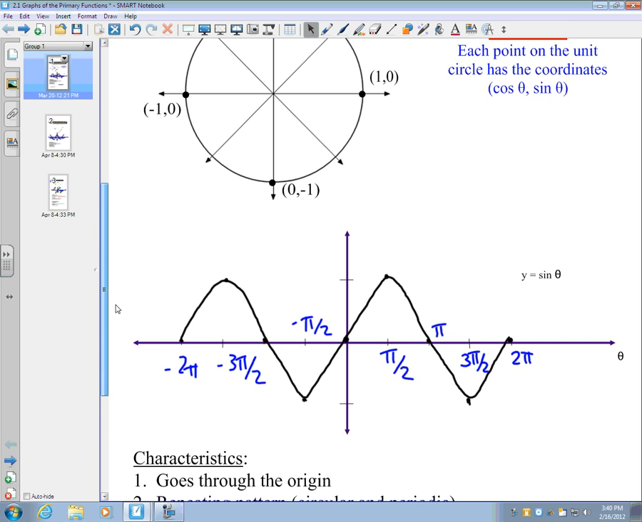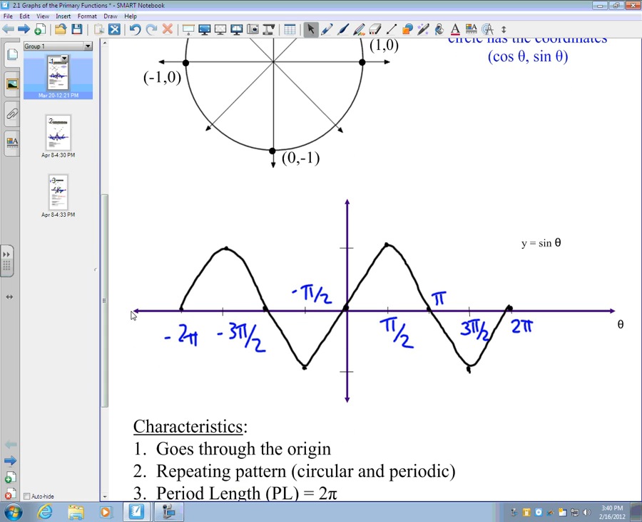Okay, so from last day, you should know the shapes of the sine, cos, and tan graph. So here is a sine graph. The way I remember it's a sine graph is it kind of looks like an S by the x-axis. Notice that its period length is 2 pi. In other words, that's how long it takes before it starts repeating itself.